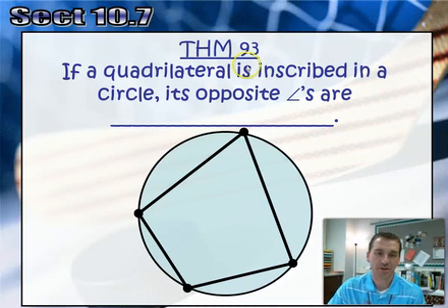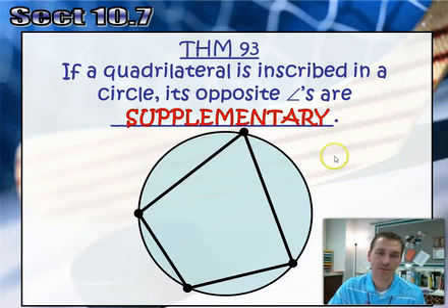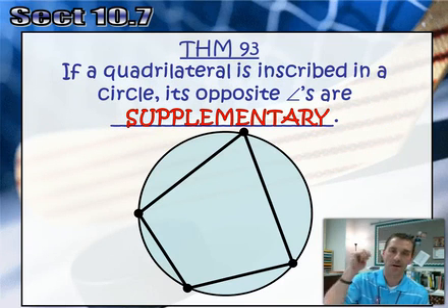So I'm back to this theorem, and here it is. If a quadrilateral is inscribed in a circle, again, only quadrilateral, not pentagon, not hexagon, nothing, just a quadrilateral, then its opposite angles are supplementary. Awesome. Write it down. Let's use it.